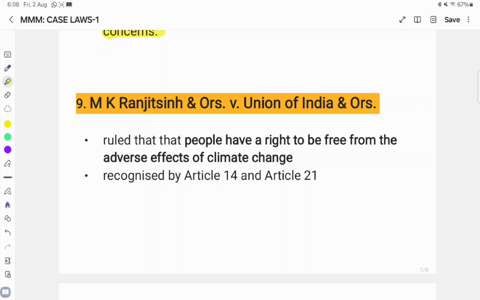The next important case is M.K. Ranjitsinh and others versus Union of India. This is also a very important case, because in this case the Supreme Court upheld that protection from the adverse effect of climate change is recognized under Article 14 and Article 21. This is a case of 2024, a very latest and very important case. We can use it, because climate change has been a favorite topic for the UPSC. This case can be used not only in GS1, GS2 and GS3, but also in GS4 for writing case studies.